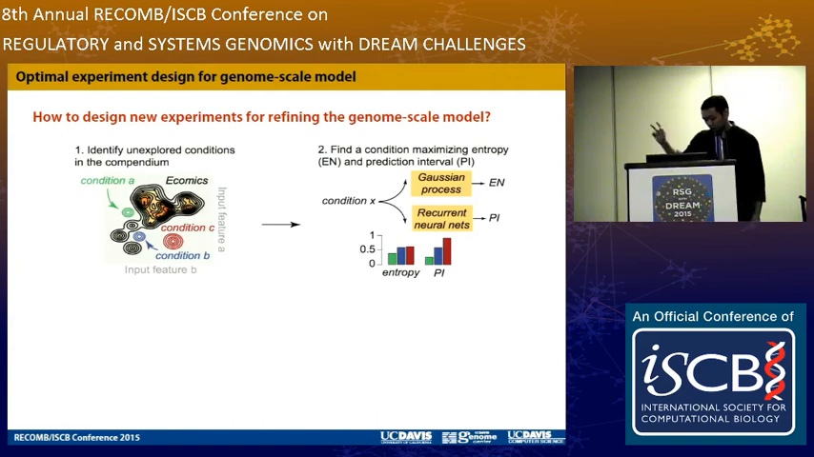We actually used two different uncertainties: one is the entropy and the other is the prediction interval. The prediction interval was measured from the recurrent neural network, using 1,000 recurrent neural networks to get the interval. For getting the entropy, we used the Gaussian process. The reason we used the Gaussian process is that we wanted to model the joint distribution between all the conditions that we have. So that's why we used the Gaussian process for that.